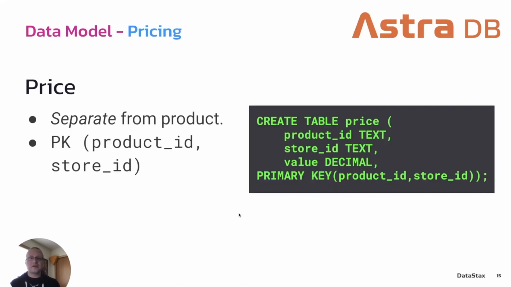So starting out with that pricing table, it's going to be very simple. We're just going to have a product ID, an ID for which store it's in, and a value where we actually store what the price is per product. Now, important to note, the pricing service and pricing table is separate from product.